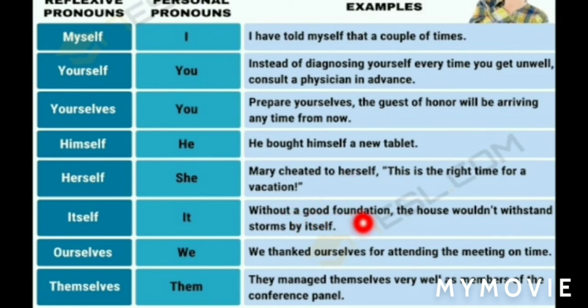Without a good foundation, the house wouldn't withstand storms by itself. Now, itself is also a reflexive pronoun. Next example, we thanked ourselves for attending the meeting on time. Ourselves. So this is also a reflexive pronoun.